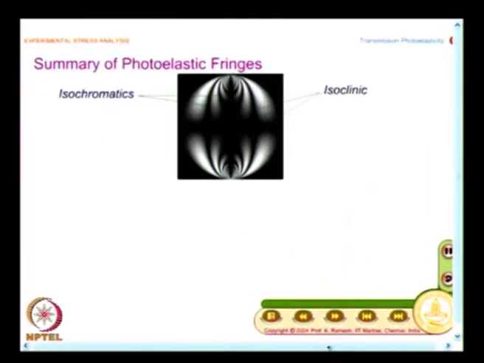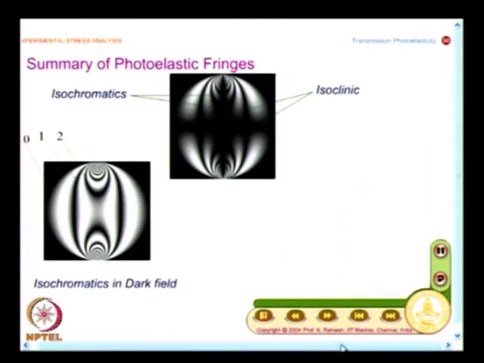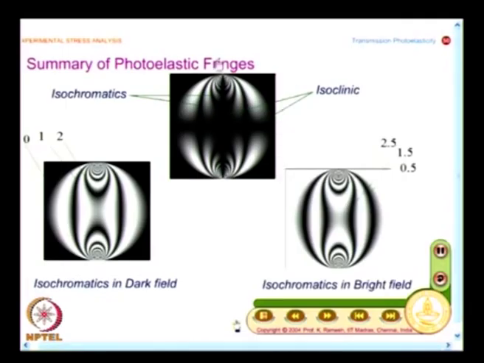We have also looked at a summary wherein we saw what we had as fringes in the plane polariscope and what we had as fringes in circular polariscopes. In a circular polariscope you have a dark field as well as a bright field, and because of the way the model is loaded and also from the theory of elasticity solution, the outer boundary fringe order is 0. This was also seen in the color code.